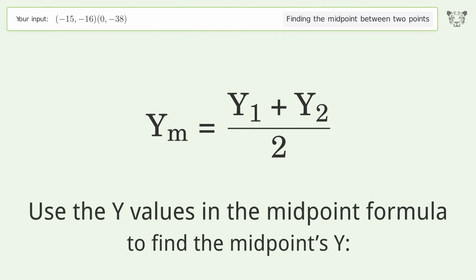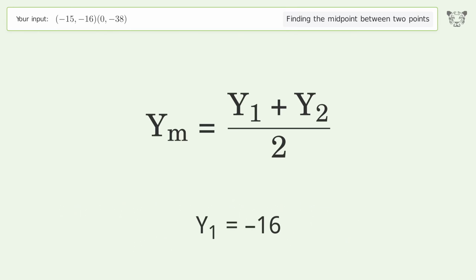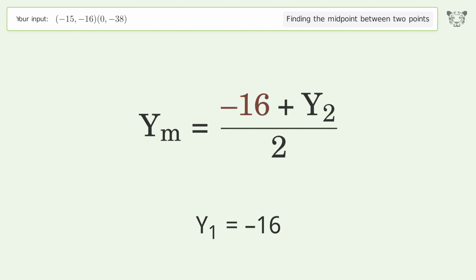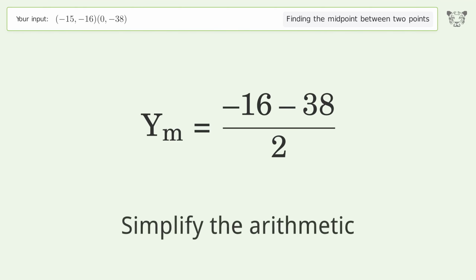Use the y values in the midpoint formula to find the midpoint's y. y1 equals -16. y2 equals -38. Simplify the arithmetic.